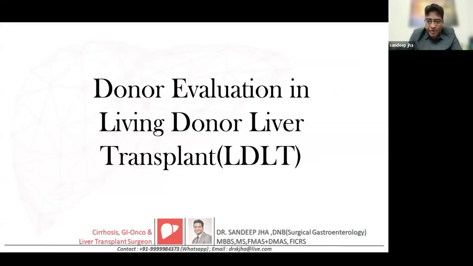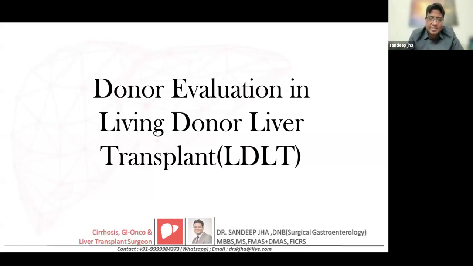So how do we evaluate a donor for living donor liver transplant? This is the most important aspect of living donor liver transplant, because if the donors have problems, then they will refuse to donate their livers. And this happened in the United States in 1984, when a few donors died, and then suddenly the living donor liver transplant program had shut down in the US.